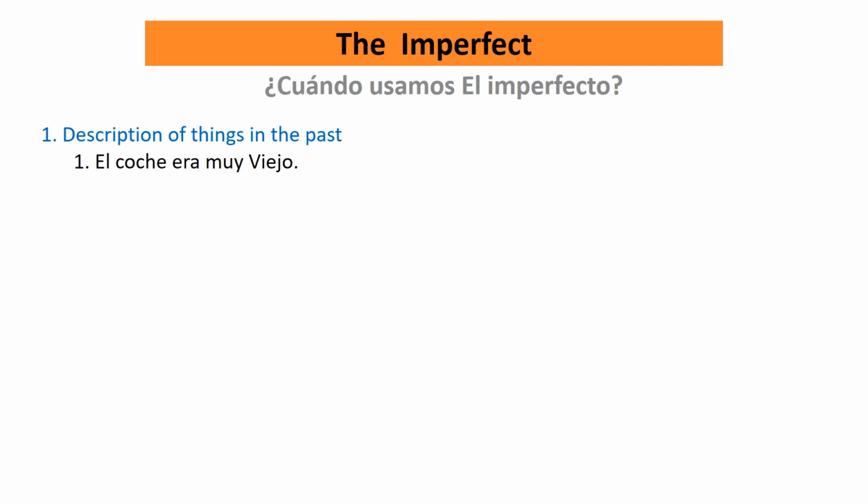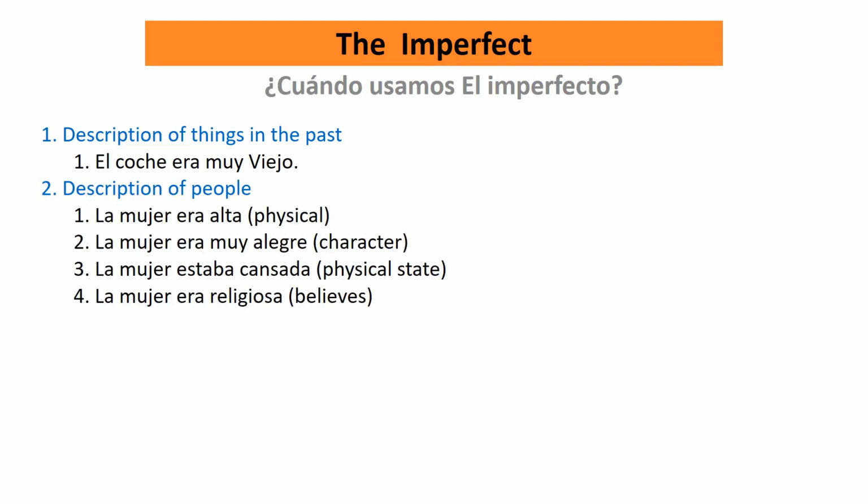We can also use it to describe people. And when we use it to describe people, we have 2 different examples. The first one is la mujer era alta. So, the woman was tall. It's describing her physically. The second one is la mujer era muy alegre. So, the woman was very happy. It describes what her character is or was. Okay.